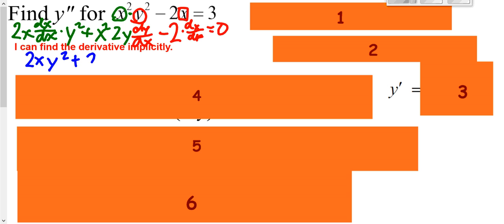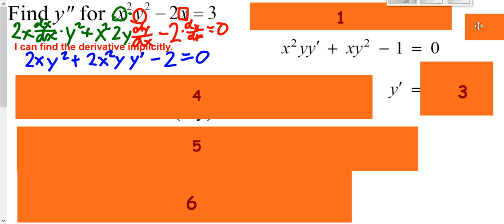Here we get a 2x squared y dy over dx, or I could write y prime, minus a 2 is equal to 0. So all I'd have to do is try to get y prime by itself. So I'd have to take my minus 2 to the other side, take my 2x y squared to the other side. You can also go ahead and divide everything by 2.